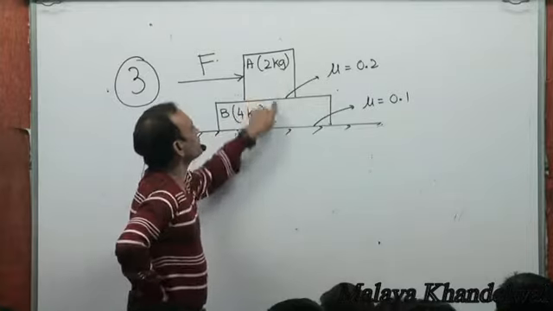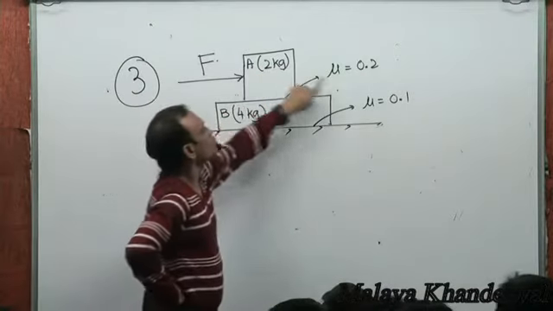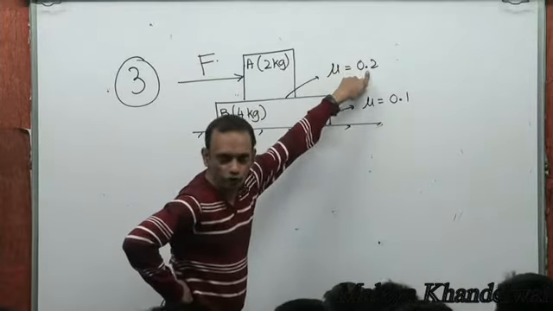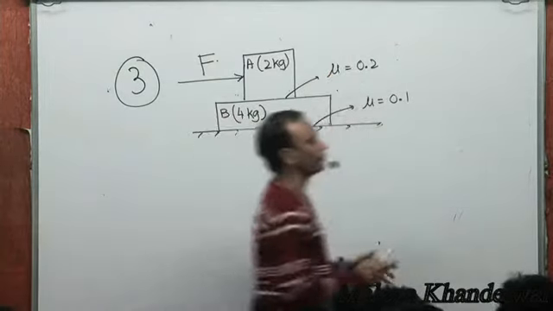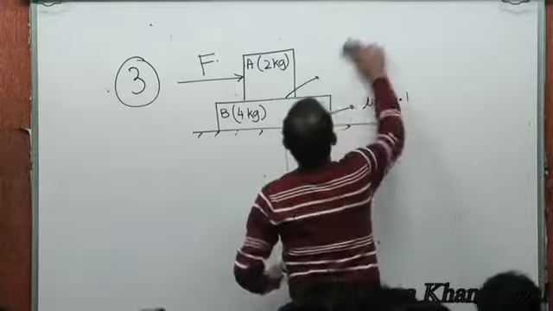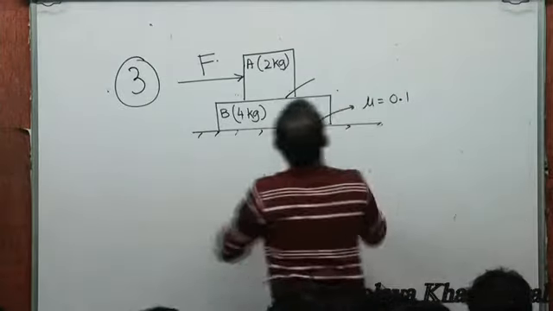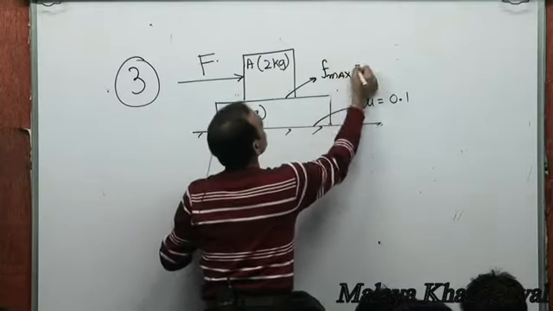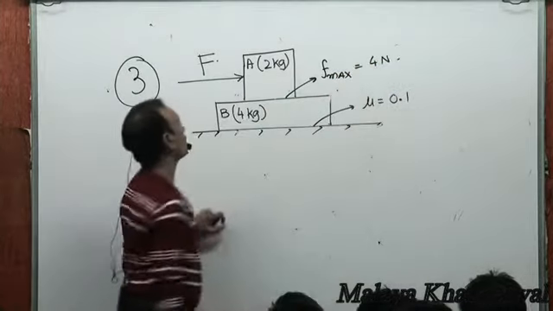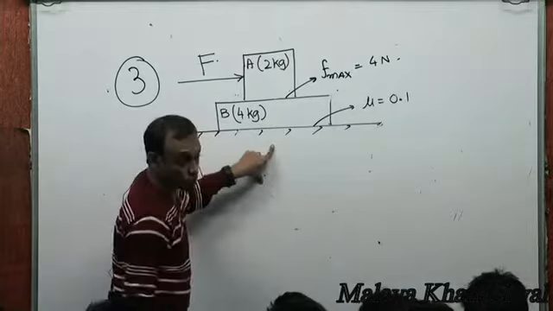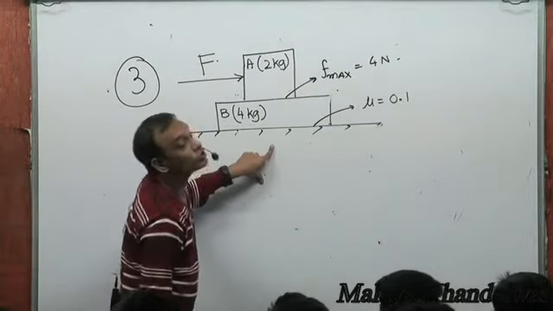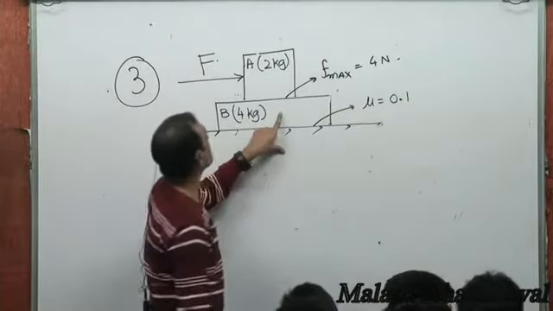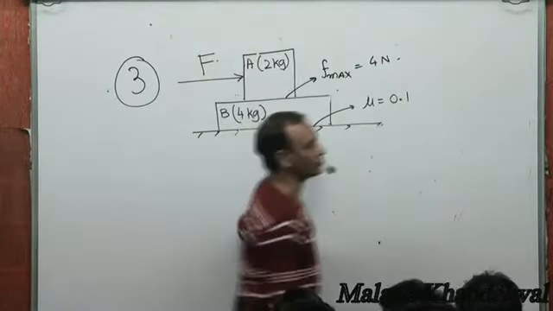Now the normal reaction between A and B is 20 newtons. So maximum static friction here is going to be 4 newtons, 20 into 0.2, 4 newtons, yes or no? So the maximum static here is 4 newtons. Now, between B and the ground, what would be the normal reaction? 60 newtons. 60 into 0.1, which is 6 newtons, is the maximum static friction between B and the ground.